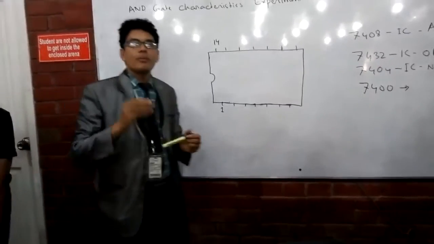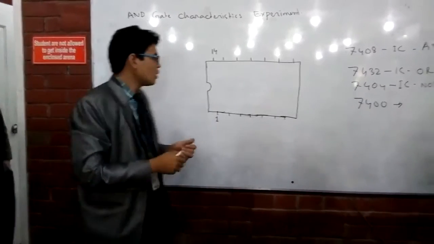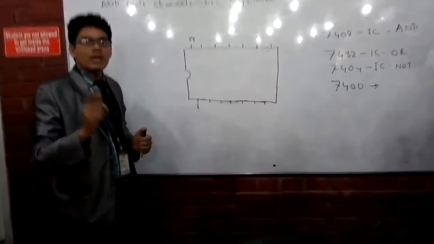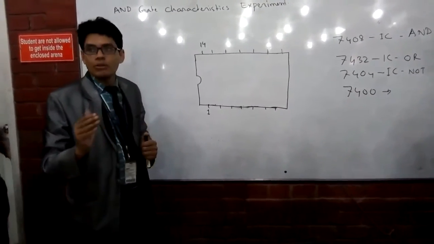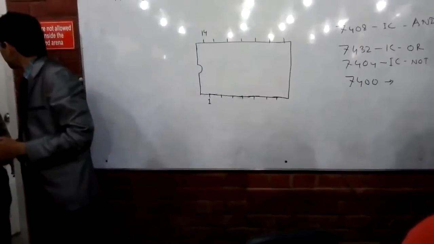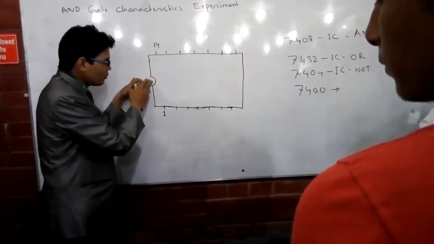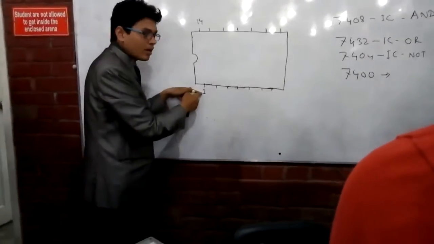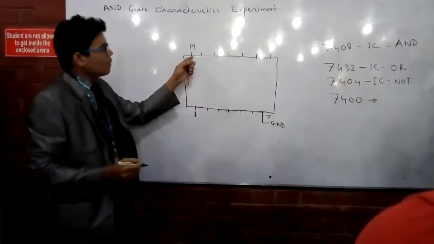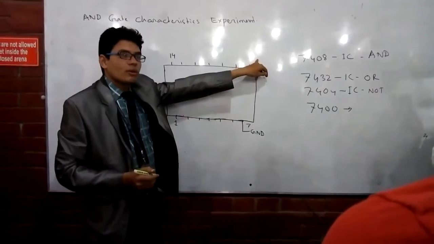So how would you find which pin stands for which number? You have to find this notch first, and then start counting this one as pin number 1, and this one will be pin number 7, and connect this to the ground of the power supply. But if by mistake you take this one as pin number 1, then this would be pin number 7, and it is not going to work.